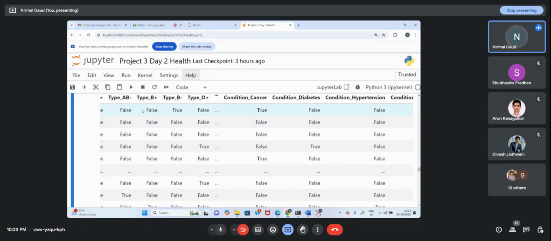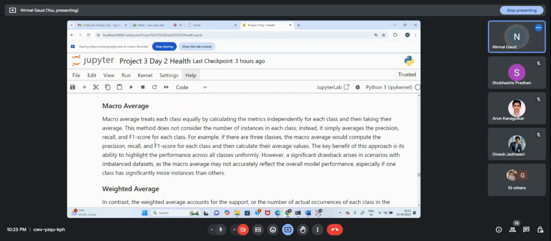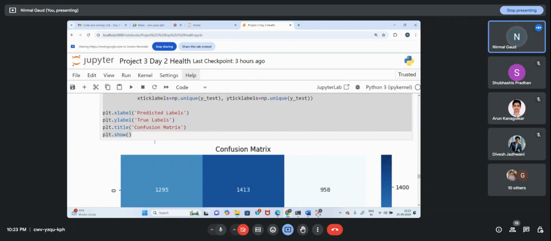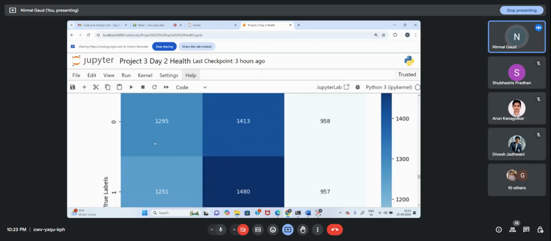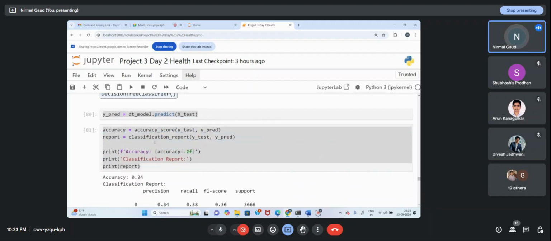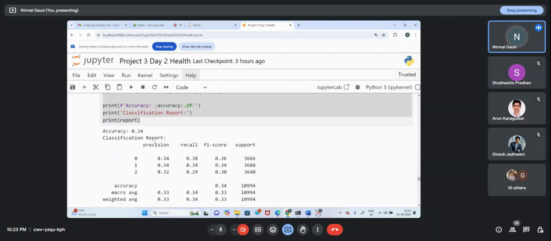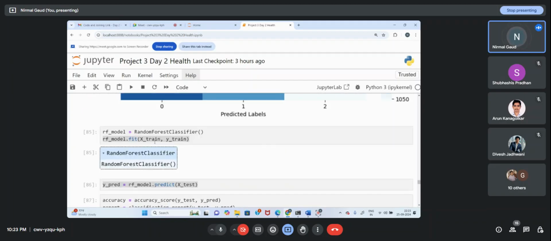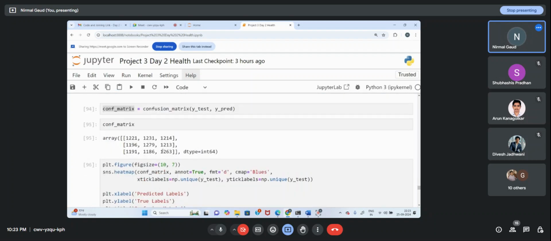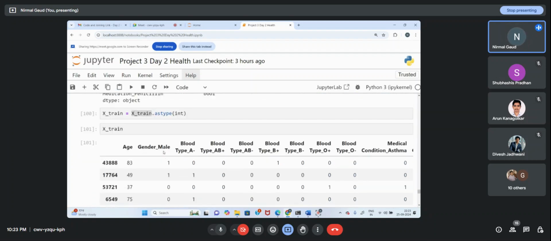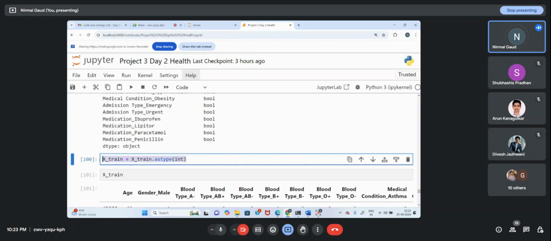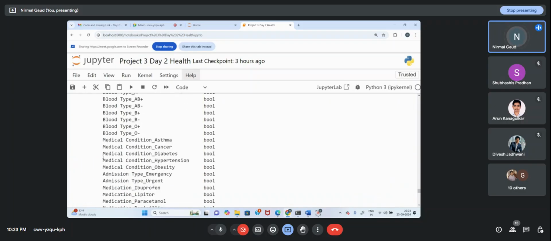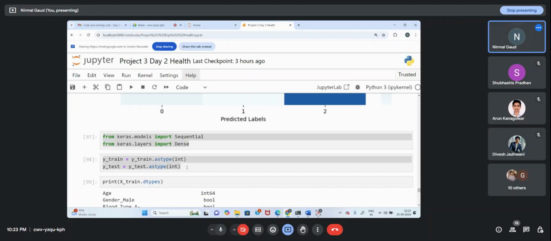Machine learning can interpret this true false, but deep learning will not. It will throw an error. So I need to convert X train and X test both into numerics, into integer. Y train and Y test are already numerical, but I converted them as well. So X train, X test, Y train and Y test are all integer.